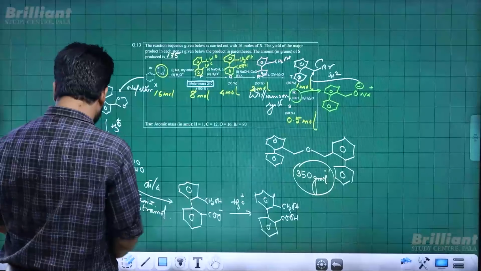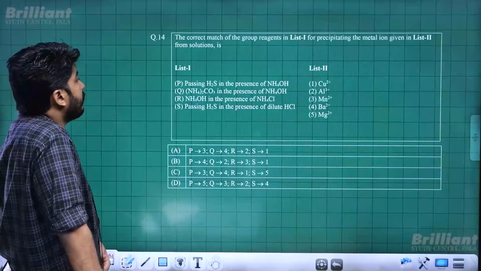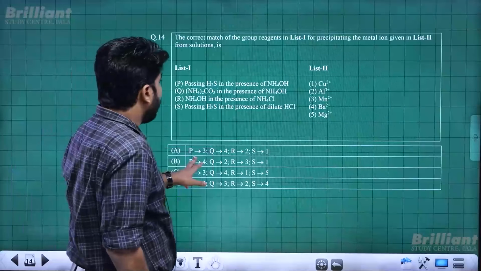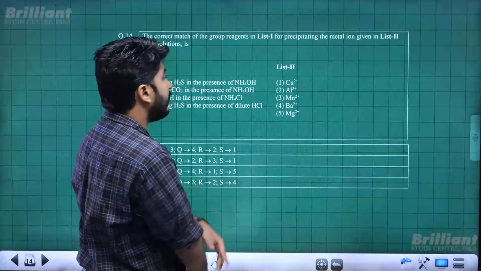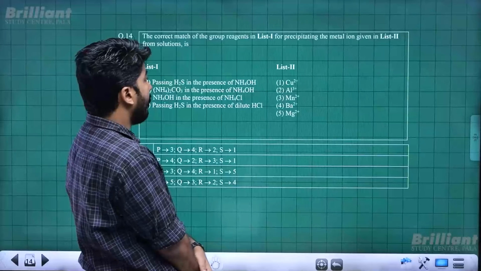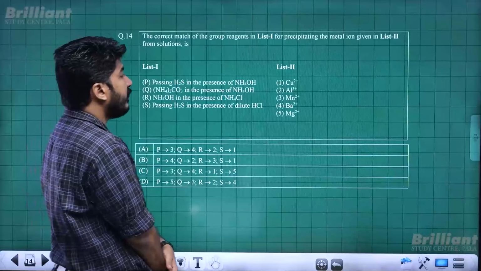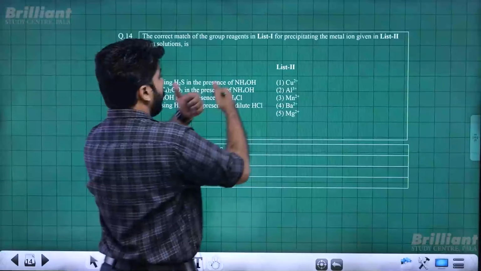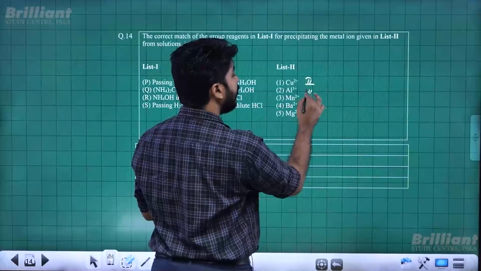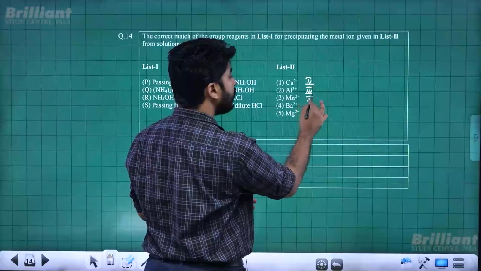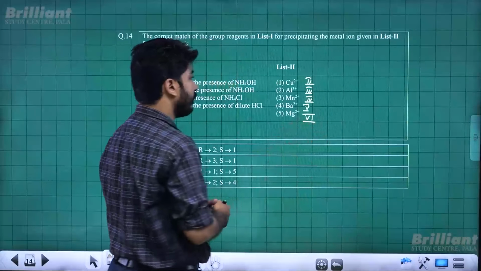Okay. Next we have the matrix match type section. We need to identify the correct matching from the options. This is a simple question from salt analysis regarding categorization and the precipitation reagent for each group. So let's identify the group names, then we will easily get the correct matches. Copper 2+ is in group 2, aluminum 3+ is in group 3, manganese 2+ is in group 4, barium 2+ is in group 5, and magnesium is in group 6.